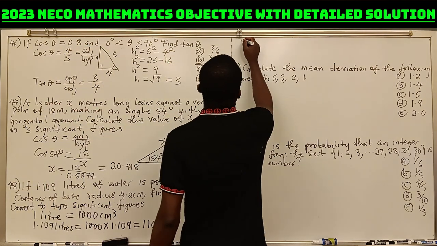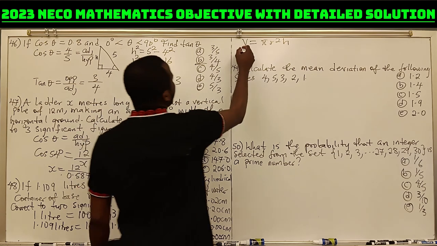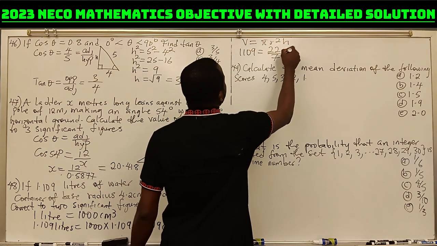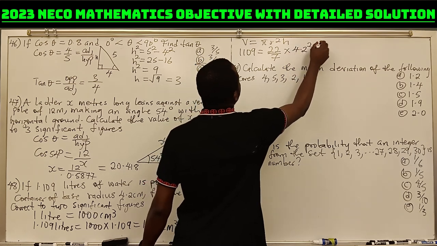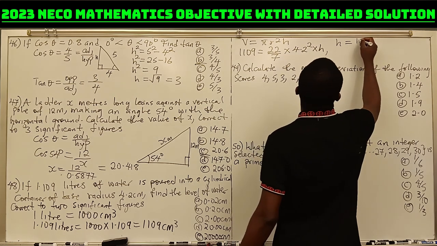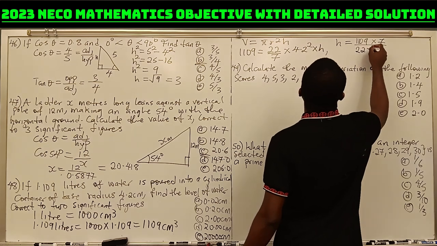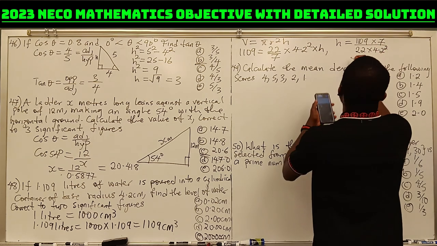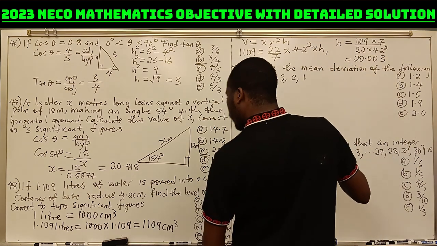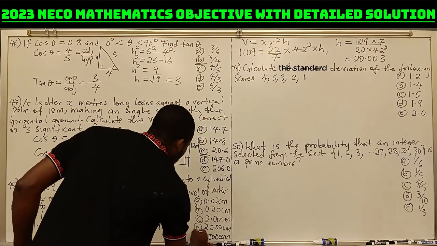So we recall the volume of a cylinder is pi r square h, and the volume is 1109. Pi is 22 over 7, radius is 4.2 square times h. So our h will now be 1109 times 7 over 22 times 4.2 square. We'll get 20.003. And to two significant figures will be 20.00, which is D.